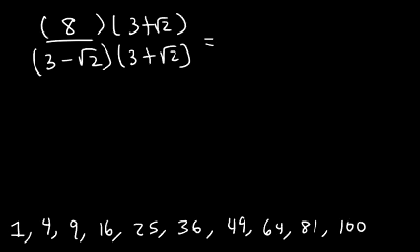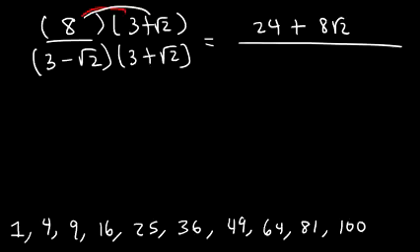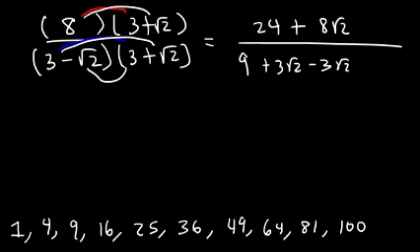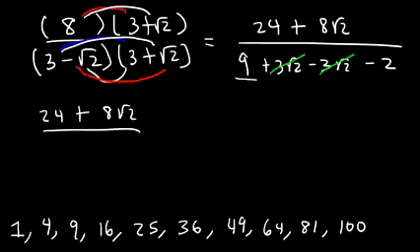So on the top, we've got to distribute the 8. 8 times 3 is 24. And 8 times the square root of 2 is simply 8 root 2. On the bottom, we need to FOIL. 3 times 3 is 9. And then we have 3 times the square root of 2, and 3 times negative square root 2. And then negative square root 2 times square root 2 is just negative 2. Now the two middle terms, 3 root 2 and negative 3 root 2, add up to 0. So right now we're left with 24 plus 8 square root 2 divided by 9 minus 2, which is 7.